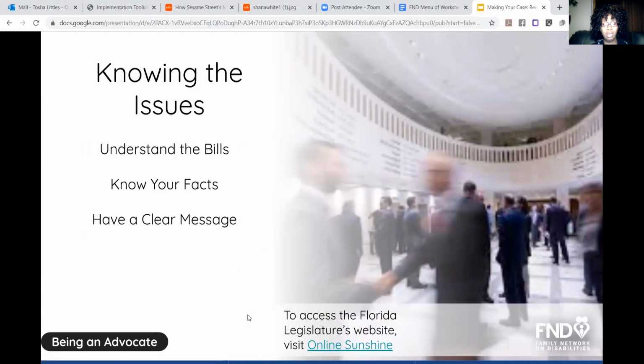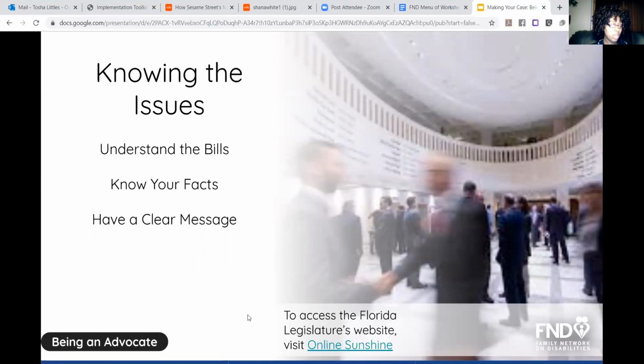I said a little bit earlier about knowing the issues. So you have to have a good understanding of what those bills are. Educate yourself on the difference between a Senate bill and a House bill. Is there a companion to those bills? Sometimes no, sometimes yes. You can find a lot of that information, and the link is below, to access the Florida legislators' website, you can look on Online Sunshine.